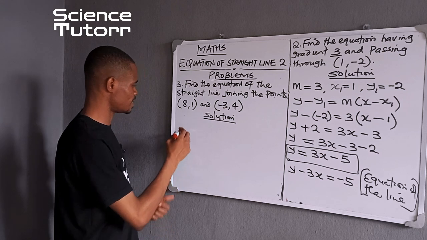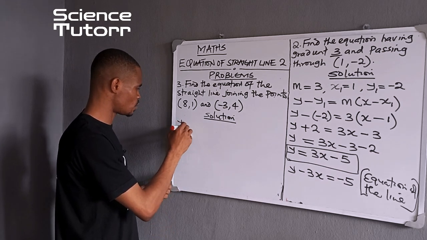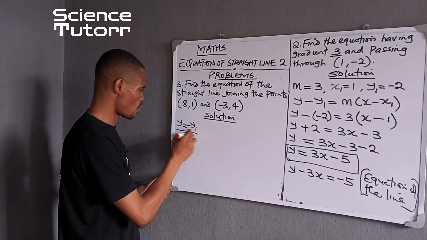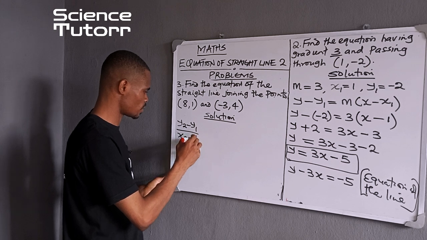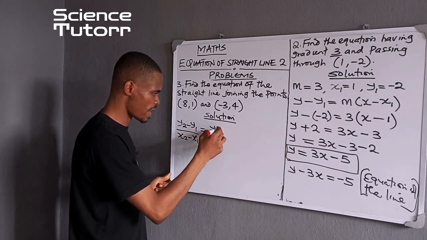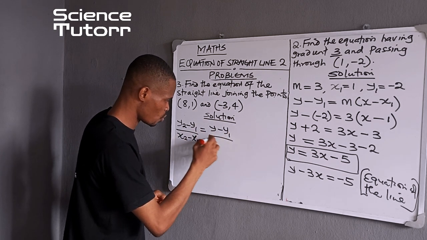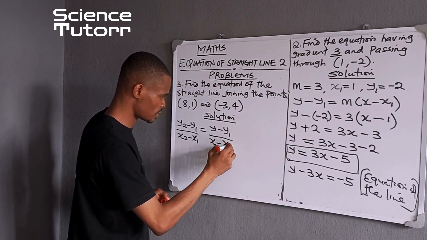How do we get started? Our formula says y2 minus y1 all over x2 minus x1 is equal to y minus y1 all over x minus x1.